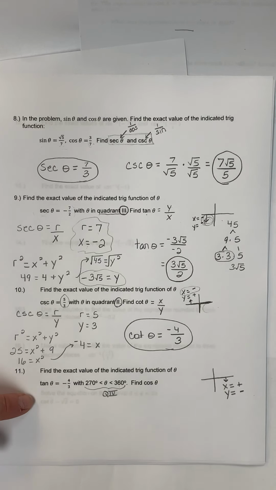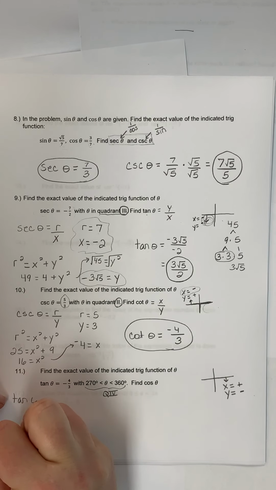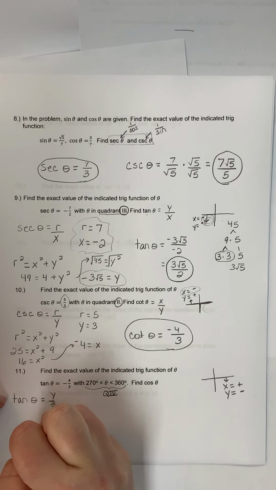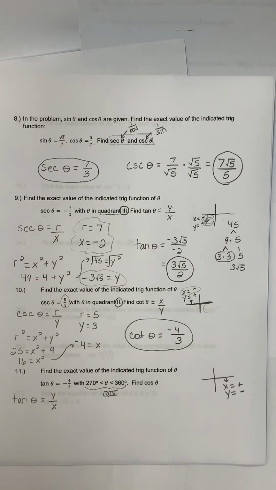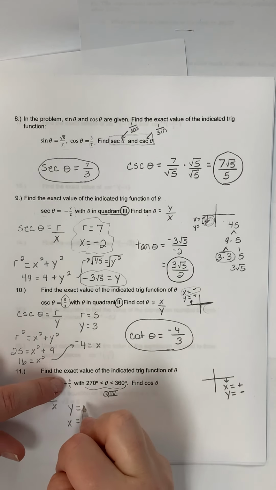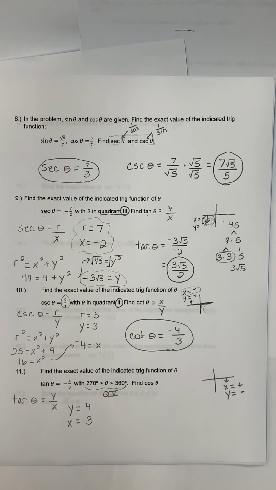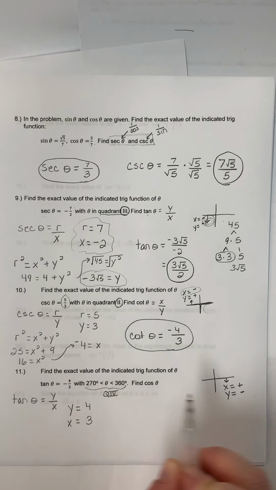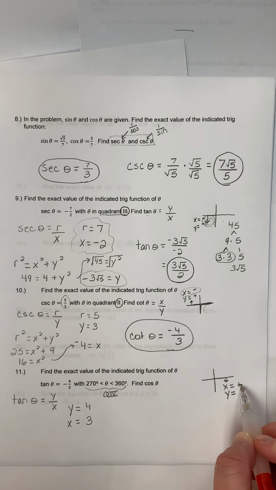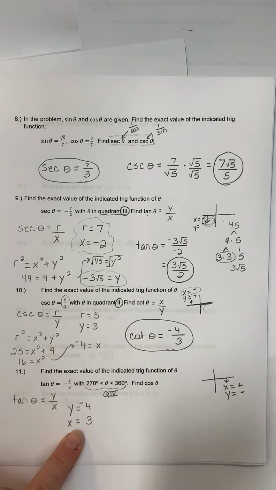All right, let's see what info we have. We were given tangent. Okay, so if you recall, tangent is y over x. So from this information, I can put in y and I can put in x. Now there's one negative. Who is that negative going to go with? That's where this comes in. In quadrant 4, x is positive, y is negative. So I'm going to put the negative with the 4.